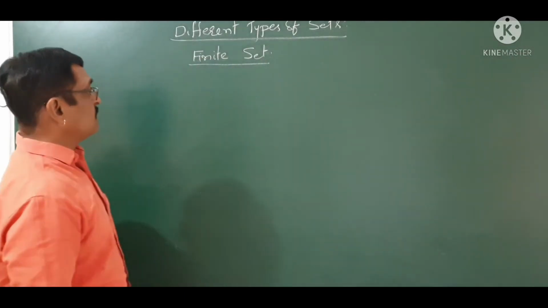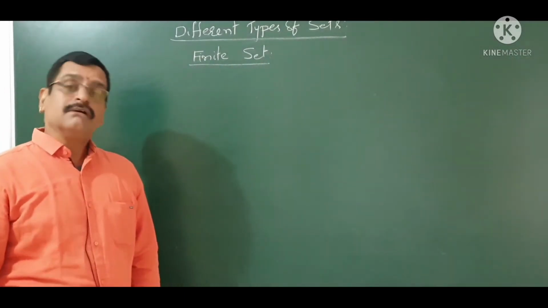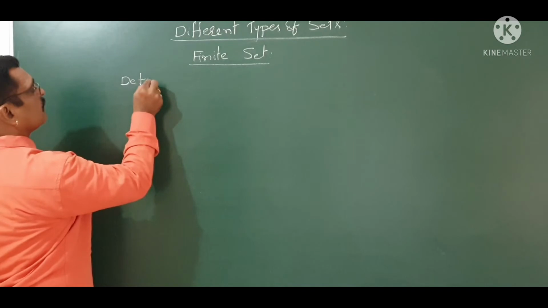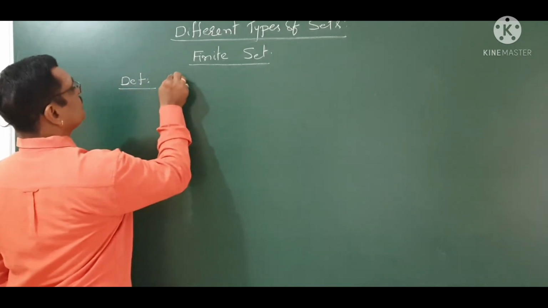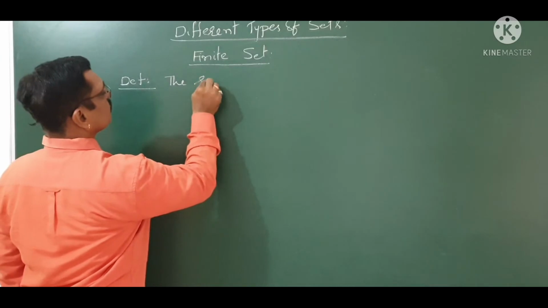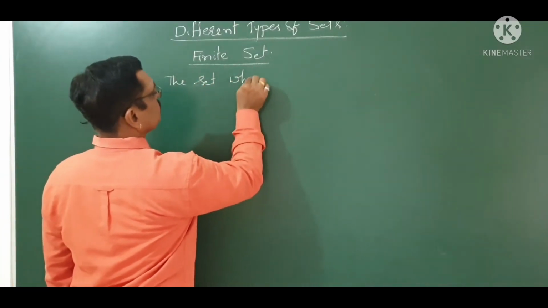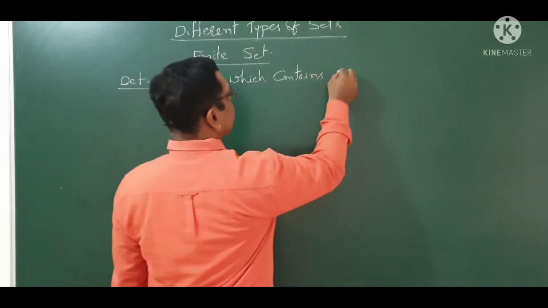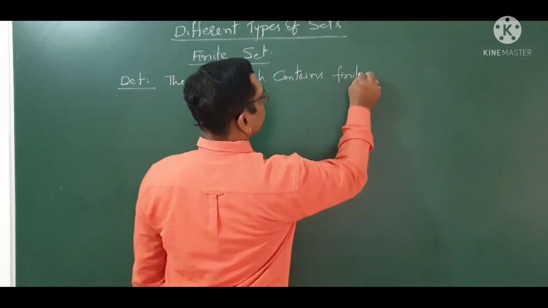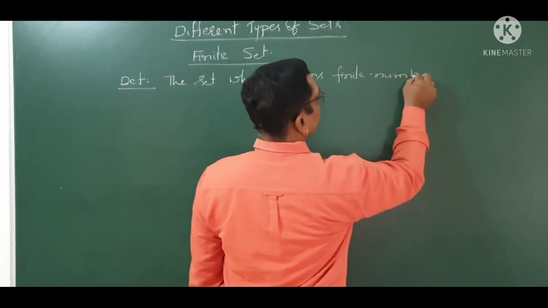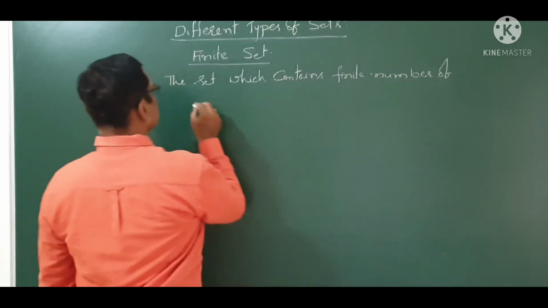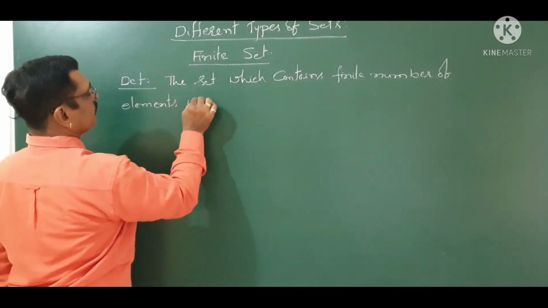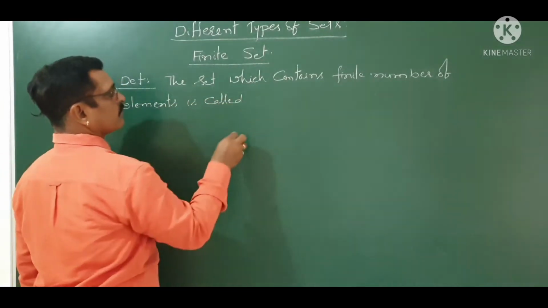Next set in our list is finite set. First of all, I will write a definition on the board. Definition. The set which contains a finite number of elements is called a finite set.